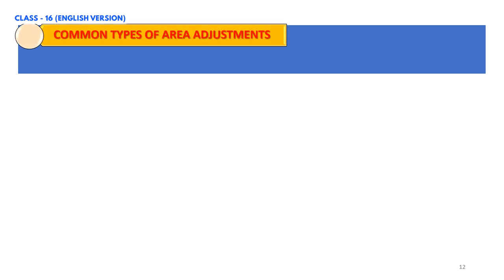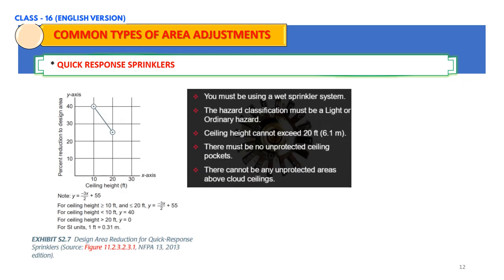So for quick response sprinklers, the area reduction shall be based on this graph. On the left hand side you have percentage reduction to design area. This represents 10%, 20%, 30%, 40%, and the ceiling height is on the x-axis, 10 feet, 20 feet, 30 feet. If the ceiling height is greater than or equal to 10 feet and less than or equal to 20 feet, by using this formula we can consider the percentage reduction to the design area. For example, a reduction of 25% means we need to multiply the original remote area size we chose from the density area curves by 75%.